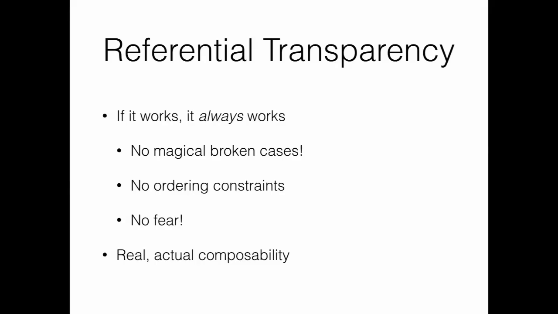Referential transparency is really, really nice for this. You get real actual composability. Referential transparency is the root of composability, and composability is the root of sanity. So that's enough of the abstract things. What do we get practically?